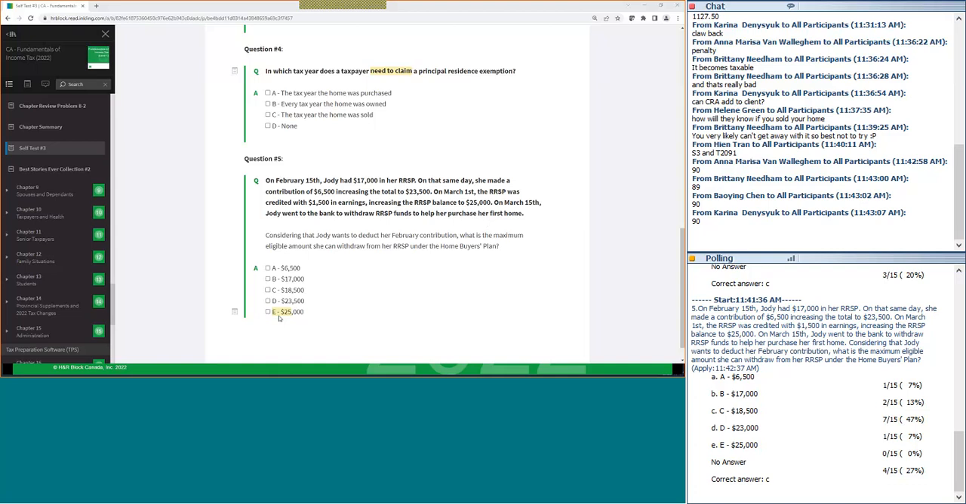Okay, so I had a note for myself. Let me see if I remember what it is. Okay, what would happen if she asked the bank to withdraw 25,000 of the home buyer plan? What would the bank do? Most likely.